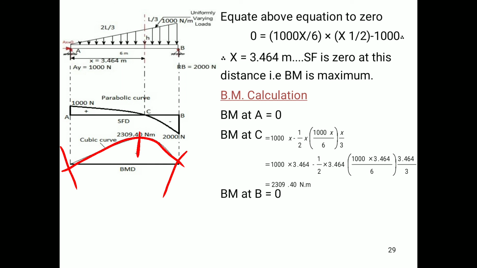So in this way we have calculated the shear force diagram, bending moment diagram, shear force values, and bending moment values. So we will stop here. In the next lecture again we will discuss the numericals based on shear force diagram and bending moment diagram. Thank you.